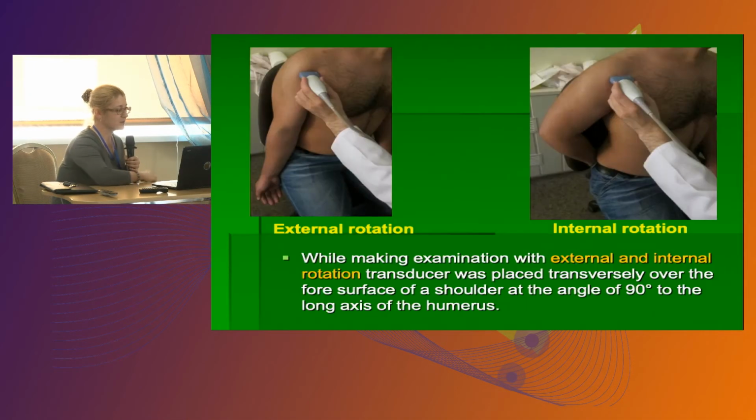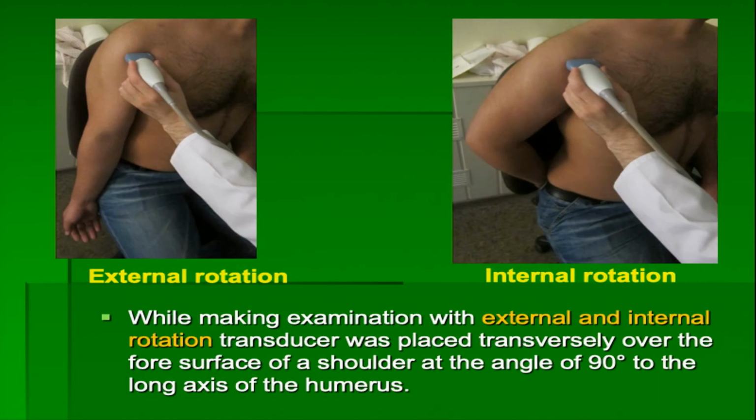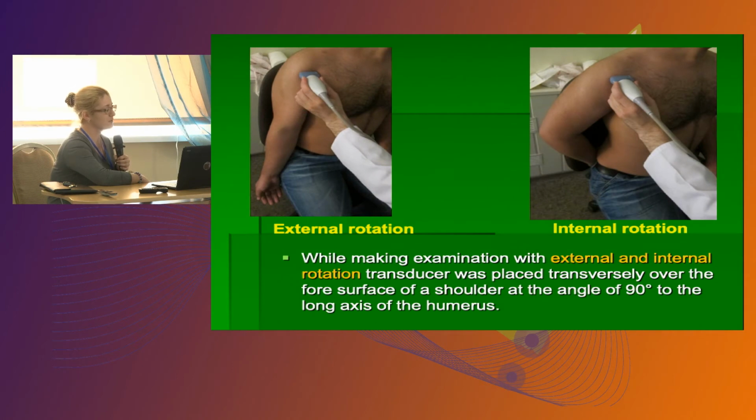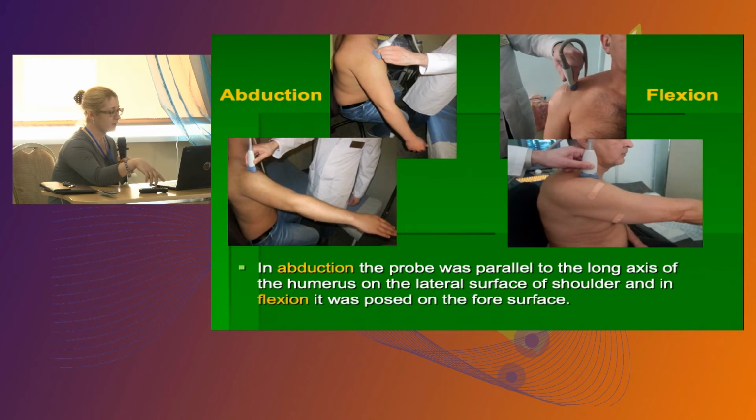We see such places marked with red color on pictures. Next. So now you see photos of how we were making external and internal rotation with our patient. Transversely over the fore surface of the shoulder at the angle of 90 degrees to the long axis of the humerus. While abduction and flexion, the probe was parallel to the long axis of the humerus on the lateral surface of the shoulder joint, and in flexion it was posed on the fore surface.